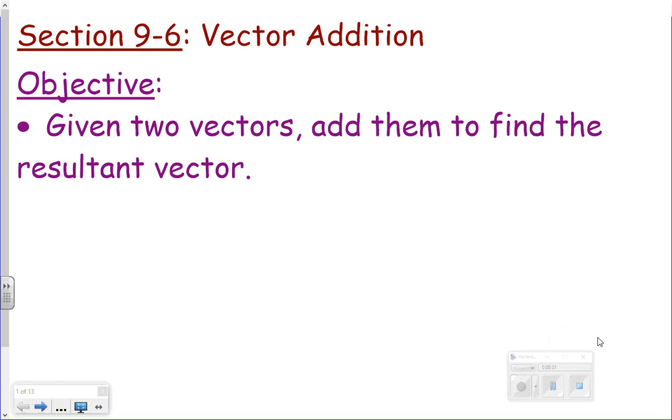All right, open up your book to section 9-6. We're on page 463 in your book, and the title of this section is called Vector Addition. So the objective is, given two vectors, add them to find the resultant vector. In this section, we're going to look at another way to explore some of the problems that we've been working on in this chapter using vectors.